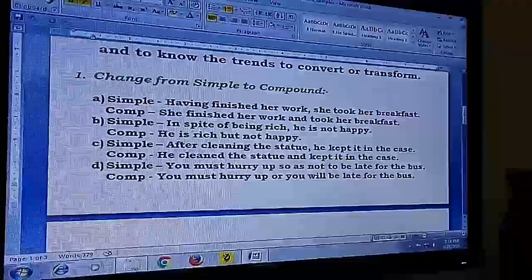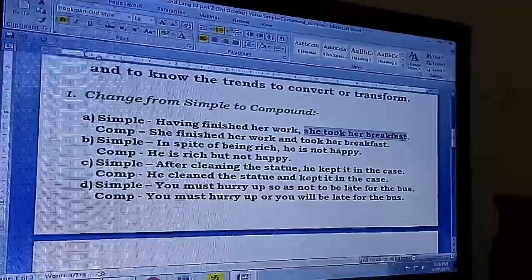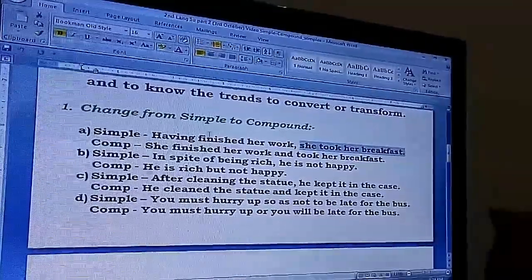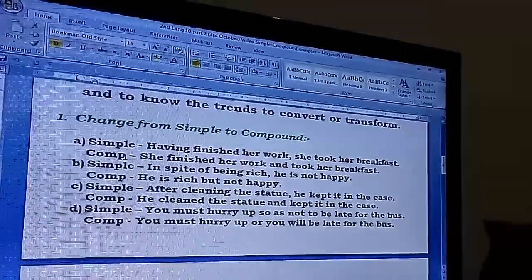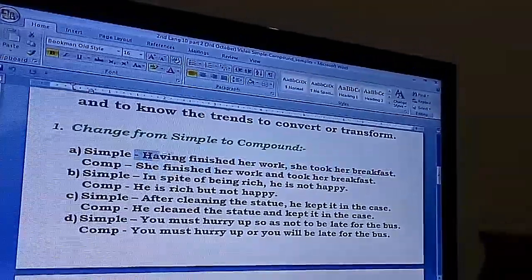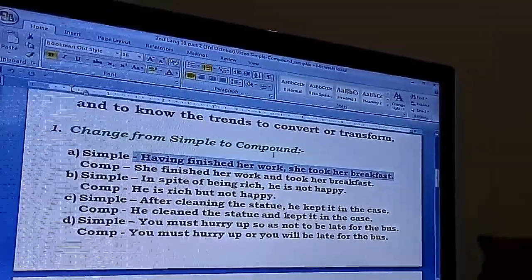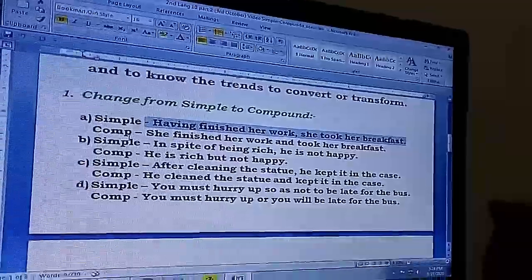Simple sentence, example: having finished her work, she took her breakfast. We are changing it to compound. Due to lack of space, I made it short, but it's a compound sentence. The same sentence, having finished her work, she took her breakfast, we are transforming or converting to a compound sentence without changing the meaning.